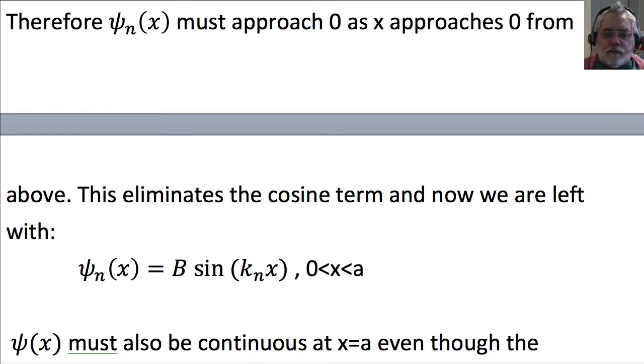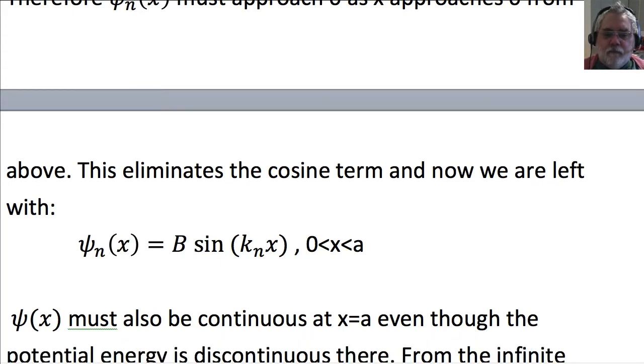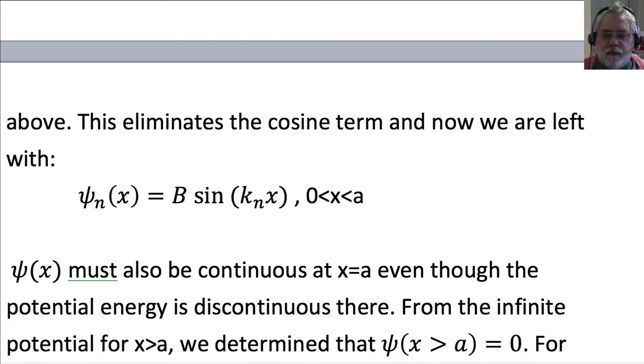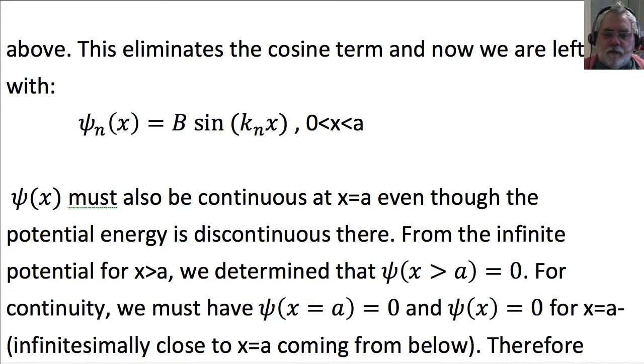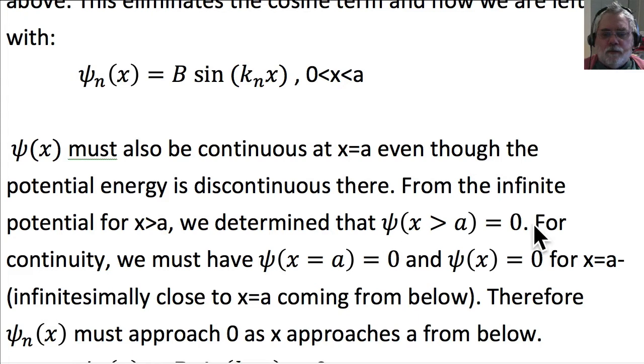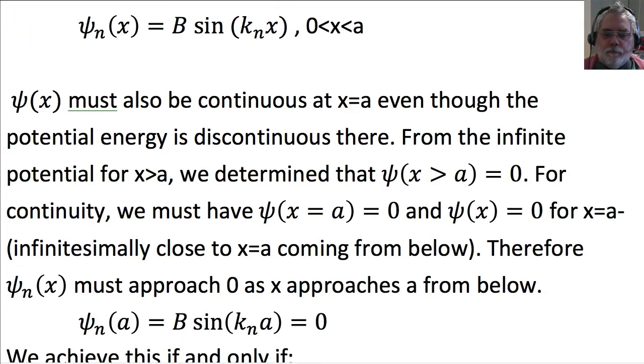Psi sub n must also be continuous at x equals a, another hard wall, even though the potential energy is discontinuous there. From the infinite potential for x greater than a, we determine that psi equals 0 for x greater than a. For continuity, we must have that psi equals 0 at x equals a, and that psi must be 0 for x equals a minus, infinitesimally close to x equals a coming from below. Therefore, psi sub n of x must approach 0 as x approaches a from below, which we can write as psi sub n of a equals b times sine of k sub n times a. That must equal 0.